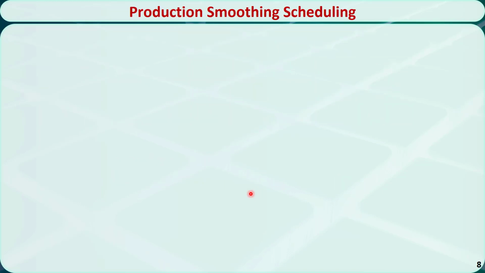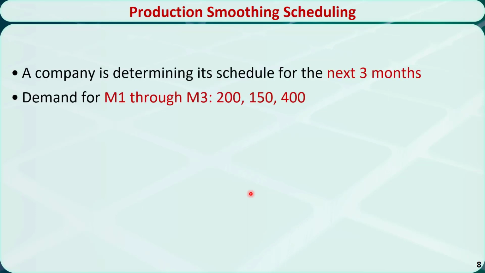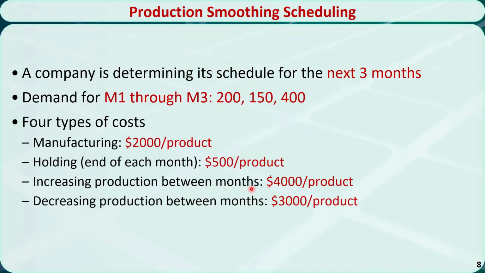Unrestricted-in-sign variables are useful in modeling the changes among different periods. Let's see an example called production smoothing scheduling. A company is scheduling their production for the next 3 months. They already know the fixed demand for month 1 through month 3. There are 200, 150, 400 respectively.